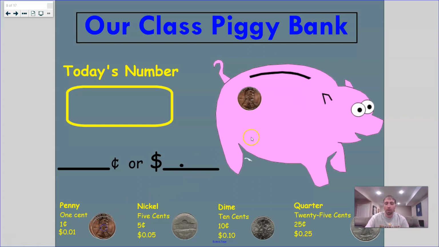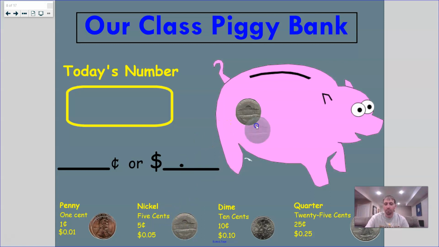The other coin I want to look at today is our nickel. Our nickel is a little bit bigger and it is worth 5 cents. So our penny is worth 1 cent and our nickel is worth 5 cents. You'll notice that the nickel is that silver color. It looks the same color as the rest of the coins, but it's a little bit bigger and a little thicker than the other ones.